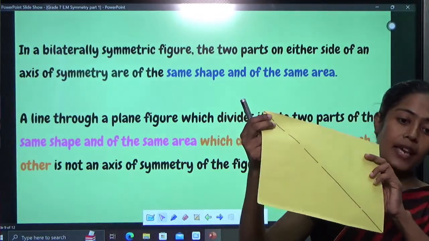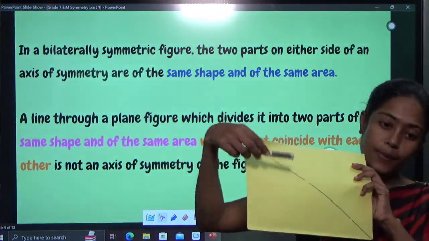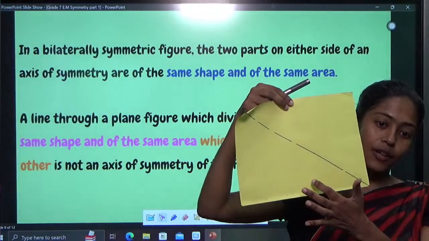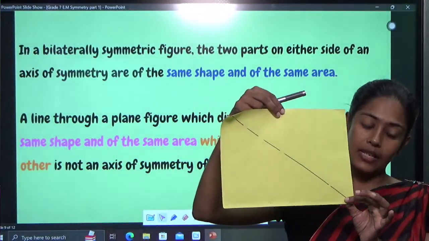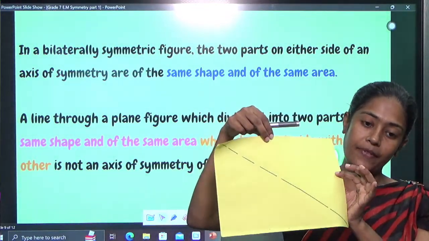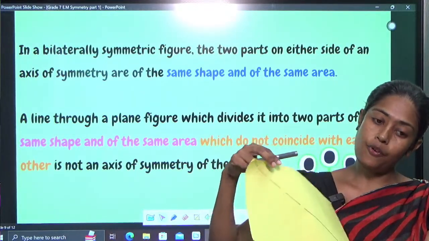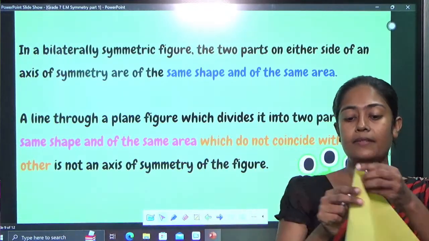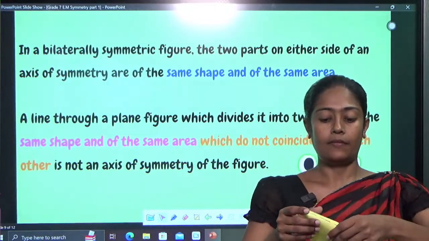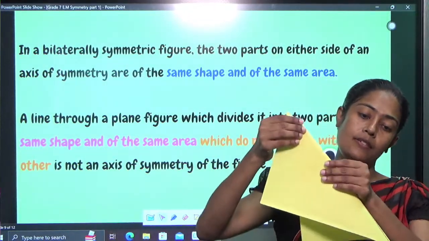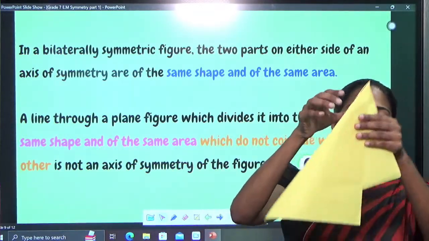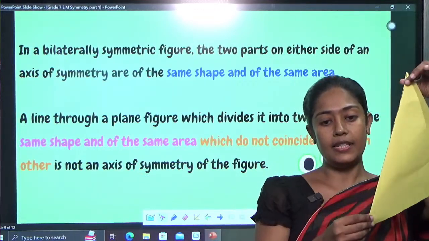So, this figure I can separate into two equal parts. You can see these two parts are equal in shape also, and the area also equal, right? But we will see what happens when we fold this one along this line. When we fold this one, look at here, right? What happens? Do these two sides coincide with each other?